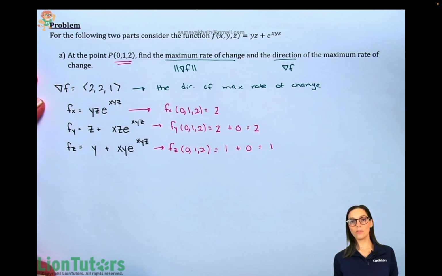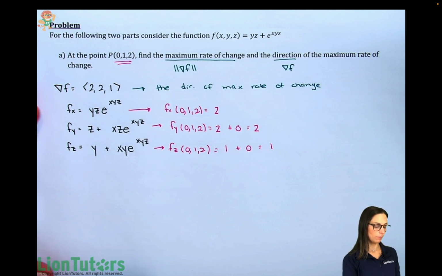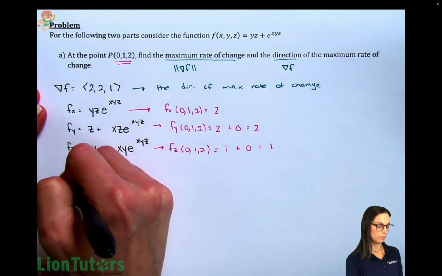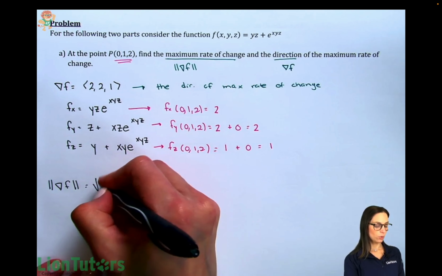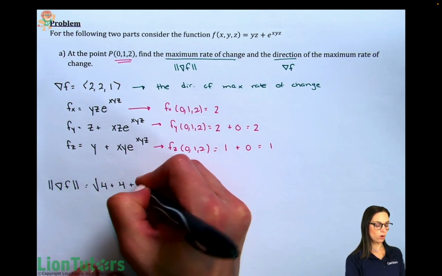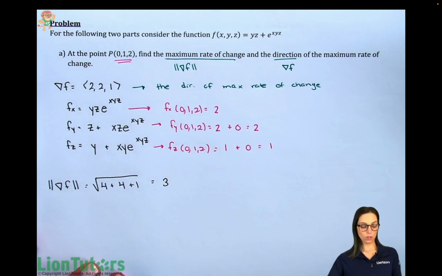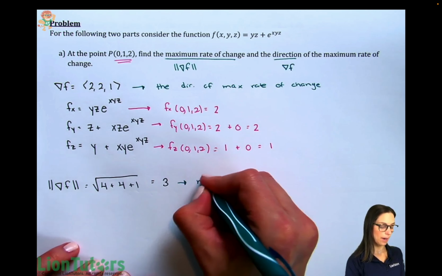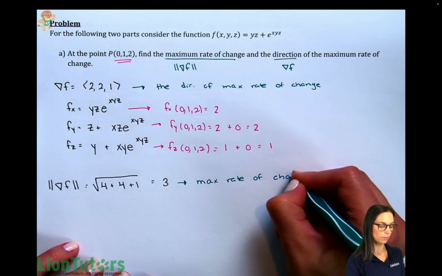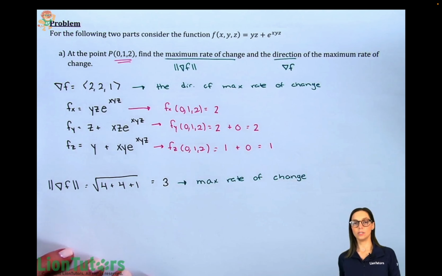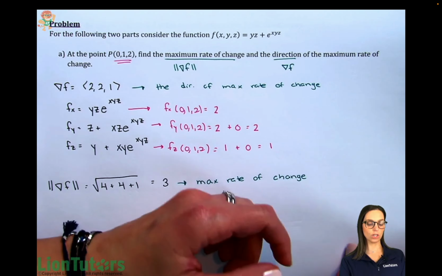And if we want to know what the maximum rate of change actually is, we just compute the length of that. So that would be the square root of 2 squared, which is 4, 2 squared, which is 4, 1 squared, which is 1. So that would be root 9, which is 3. So this represents the maximum rate of change. All right, so we've answered that question. What is the maximum rate of change and the direction of the maximum rate of change?